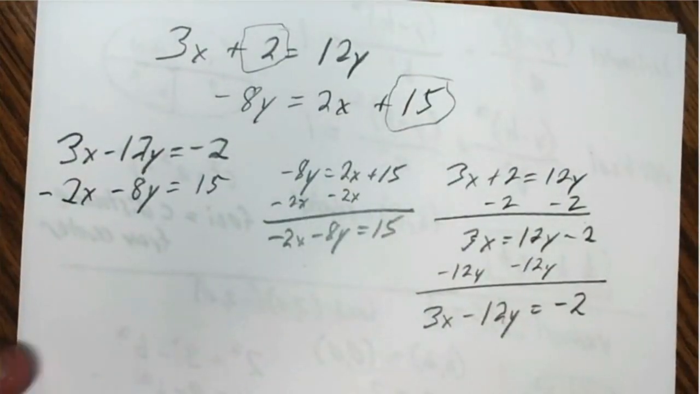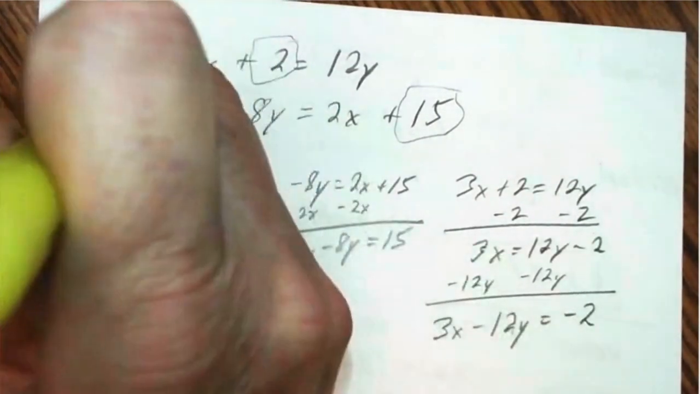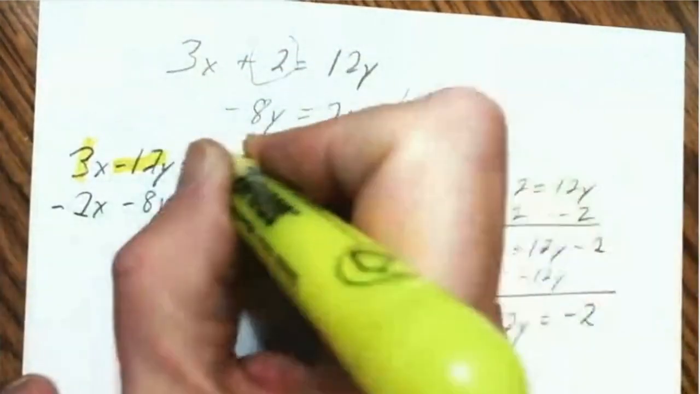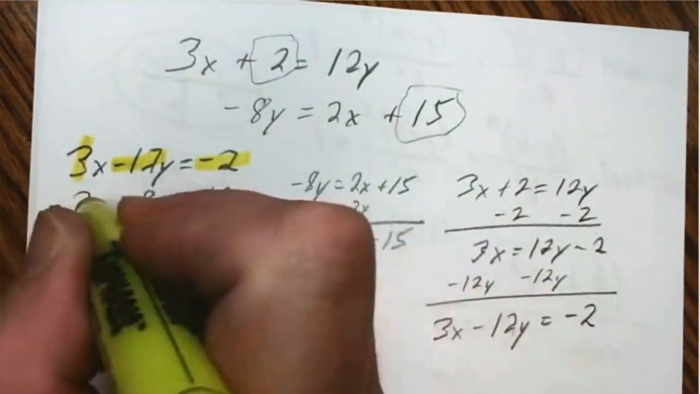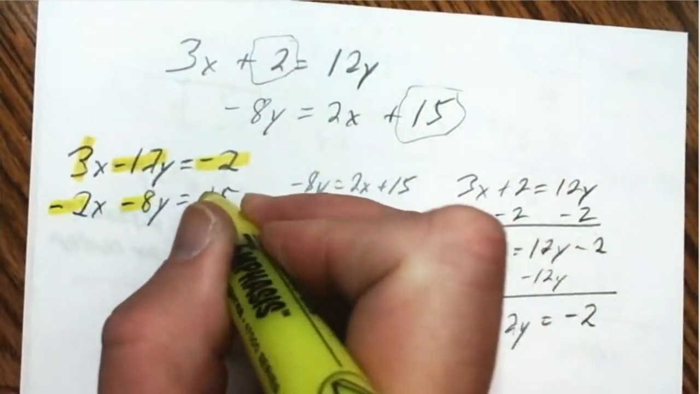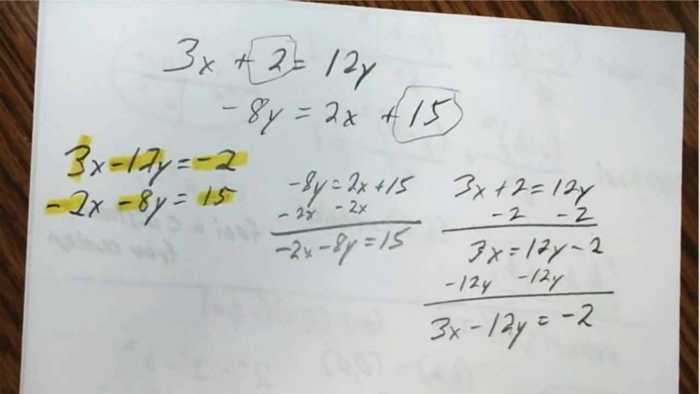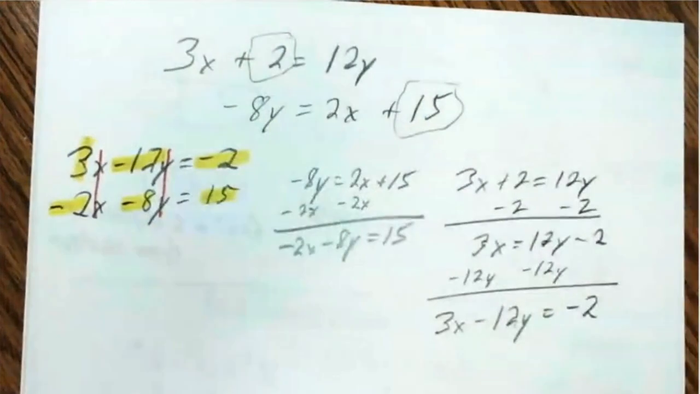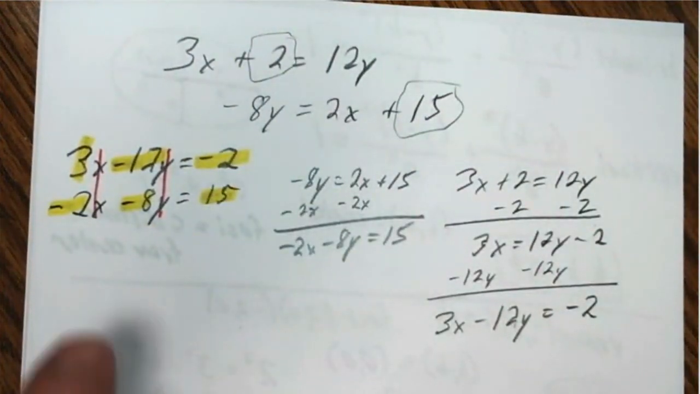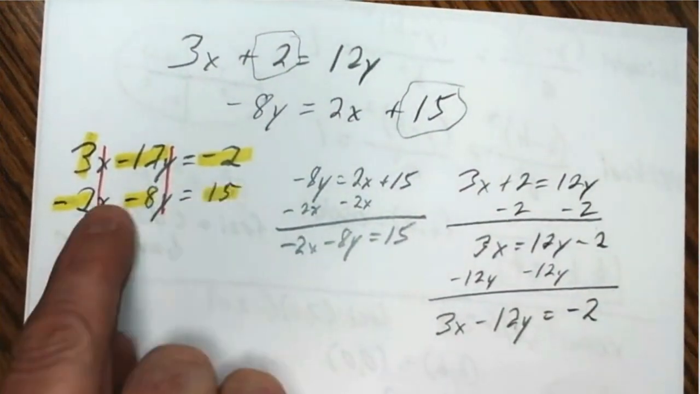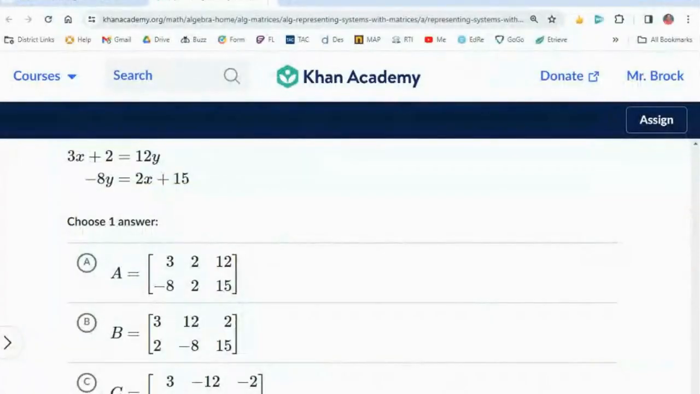So what would that look like as a matrix? We just take the coefficients. It'd be 3, negative 12, negative 2, negative 2, negative 8, 15. Right? For the matrix, we just get rid of the x's and y's, and we just keep the coefficients. Let's see. 3, negative 12, negative 2, negative 2, negative 8. It looks like it's this one.